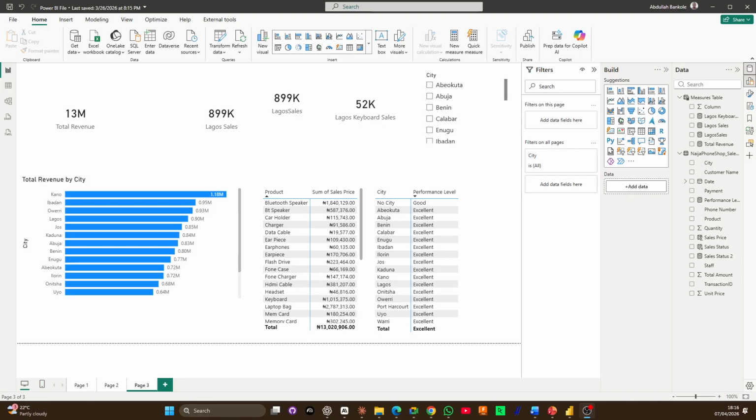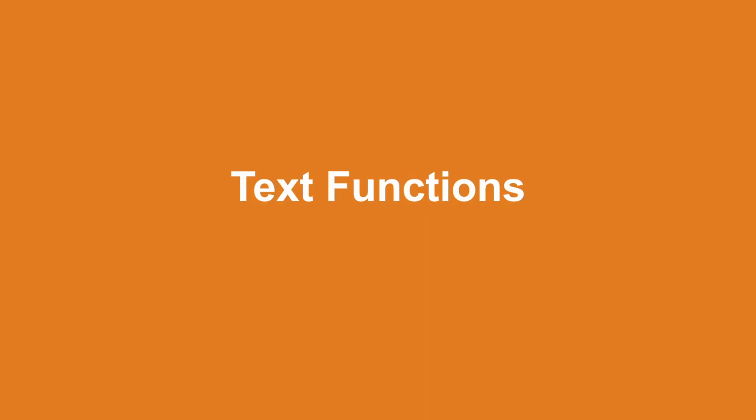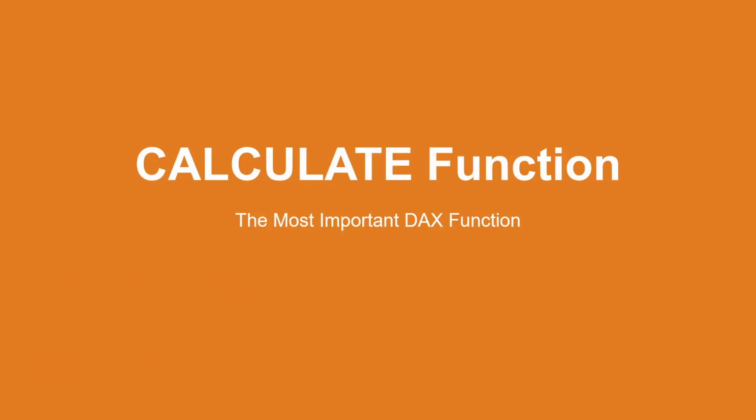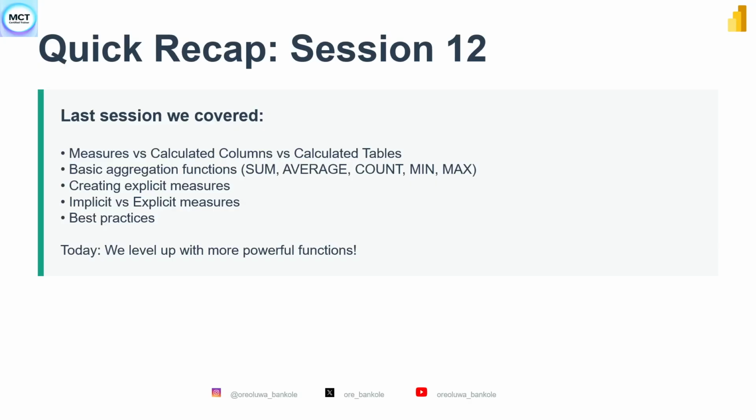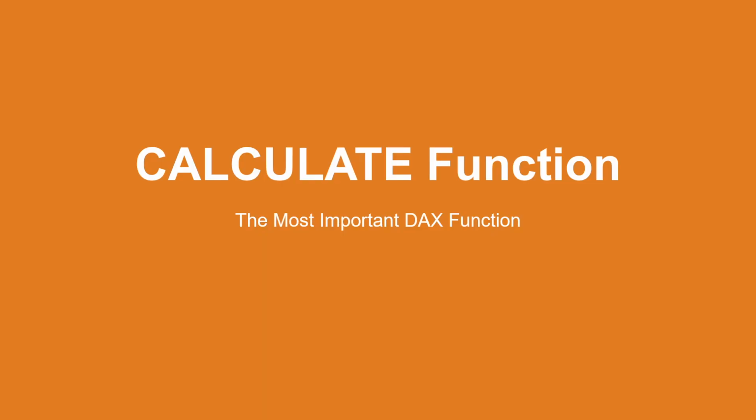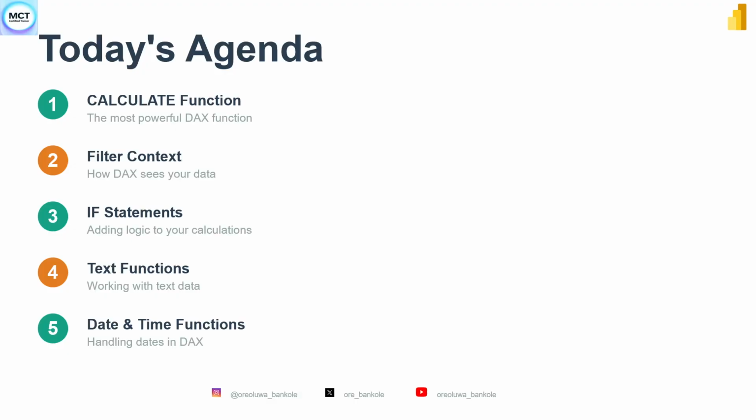Before we went for the break, we were discussing some DAX functions, right? We started to talk about the CALCULATE function, what we use it to do. Then we talked about the filter context, and then we talked about the IF statement. So those are the things that we discussed the last time we were together in class. So today we are going to be going into the text functions and also the date and time functions.